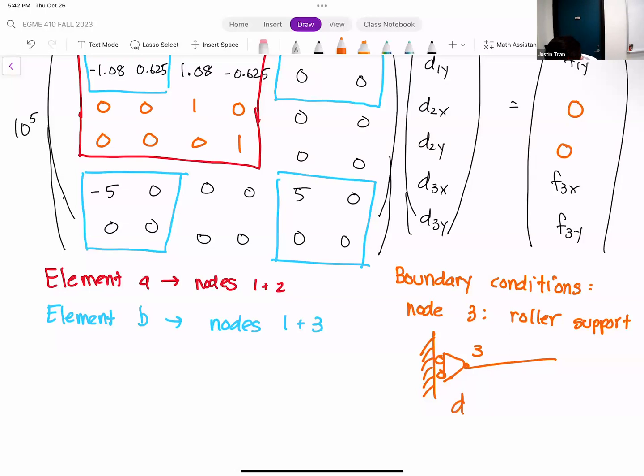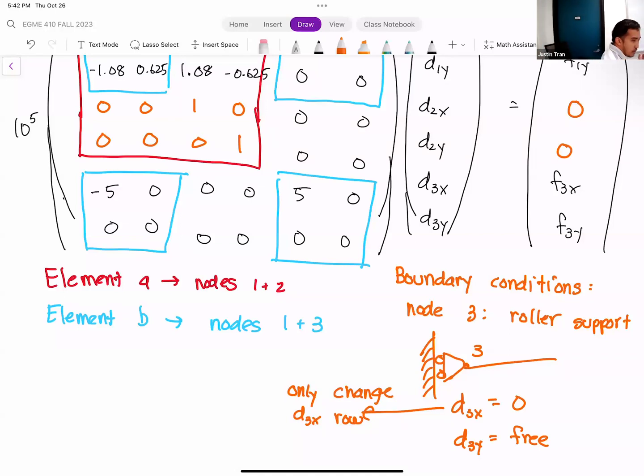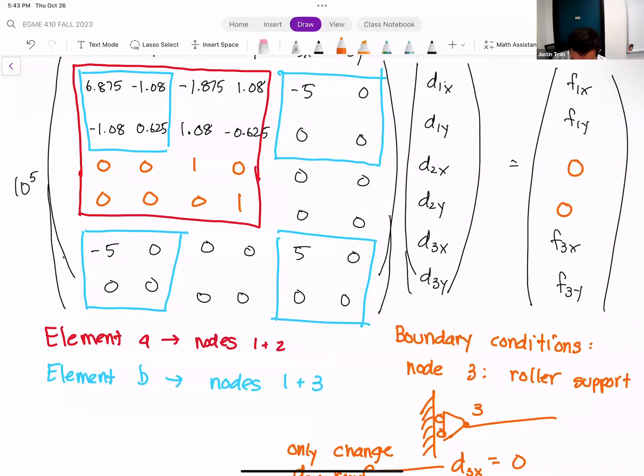And so in this particular case, we can say that d3x is still going to be 0 because we have a roller that's preventing any deformation in that direction. But d3y is still going to be free. What that means is that we are only going to make changes to the d3x row in our matrix. The d3y row, we're just going to leave completely alone. We're not going to make any changes to that at all.